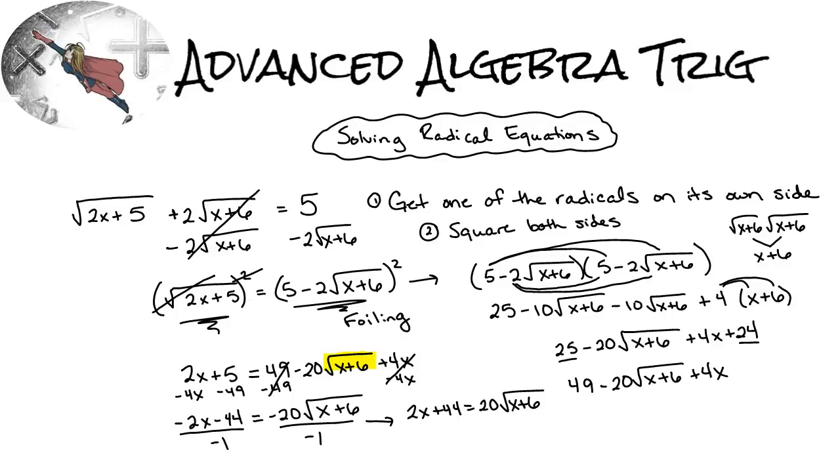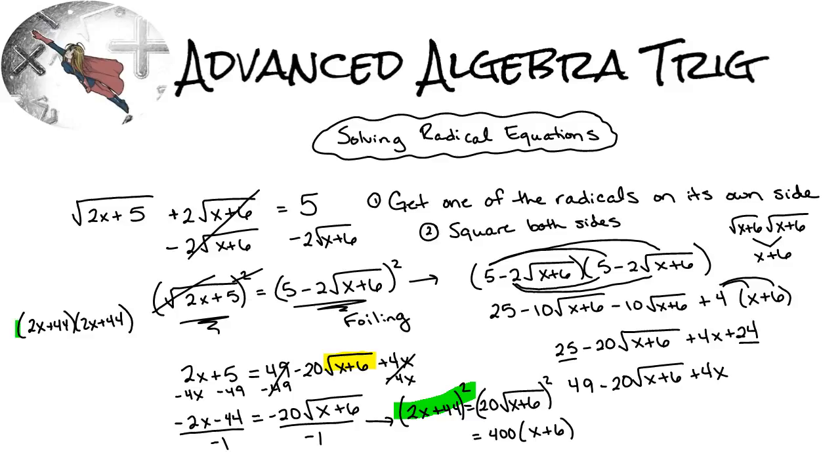But now we're on the step where we would square both sides. The right side is the easier part. 20 squared is 400, and radical x plus 6 squared gets rid of the radical. So that becomes that. The 2x plus 44 squared is foiling, so I will do that over here. 2x plus 44 times 2x plus 44.